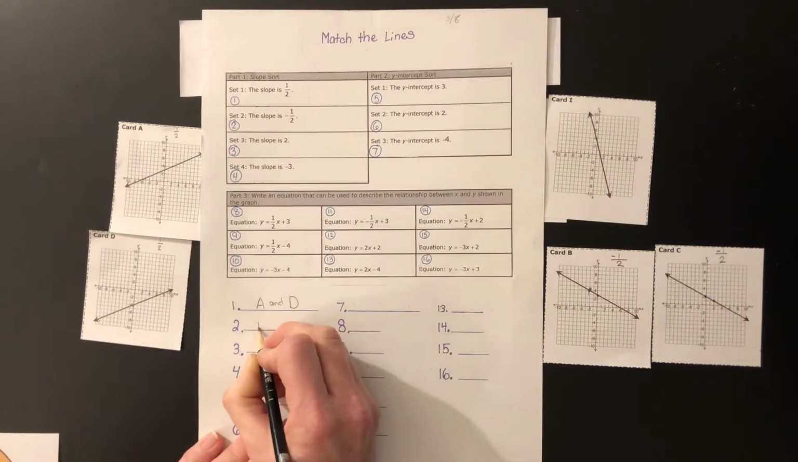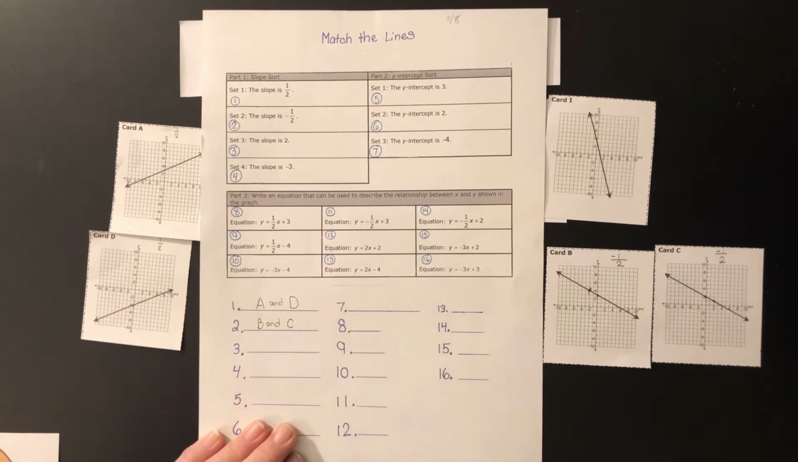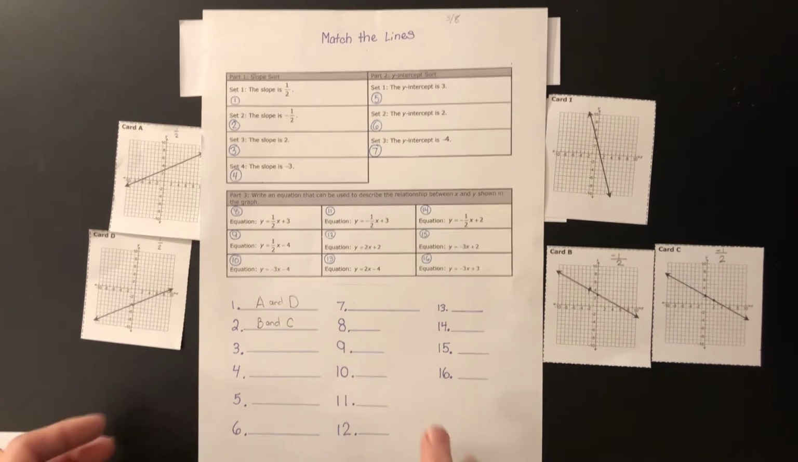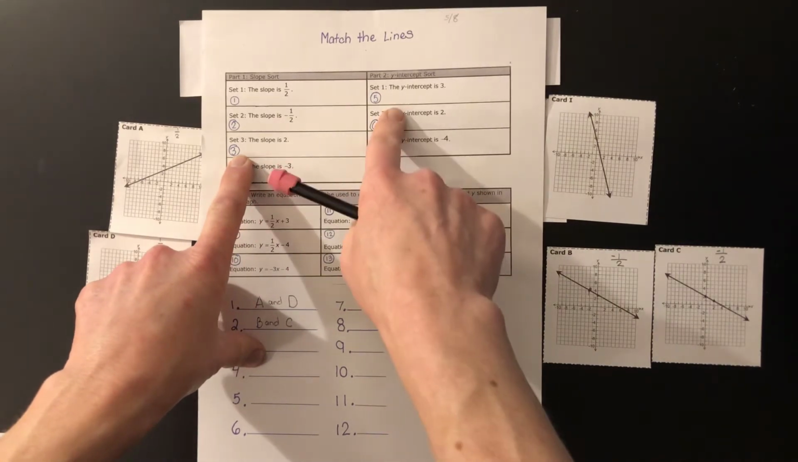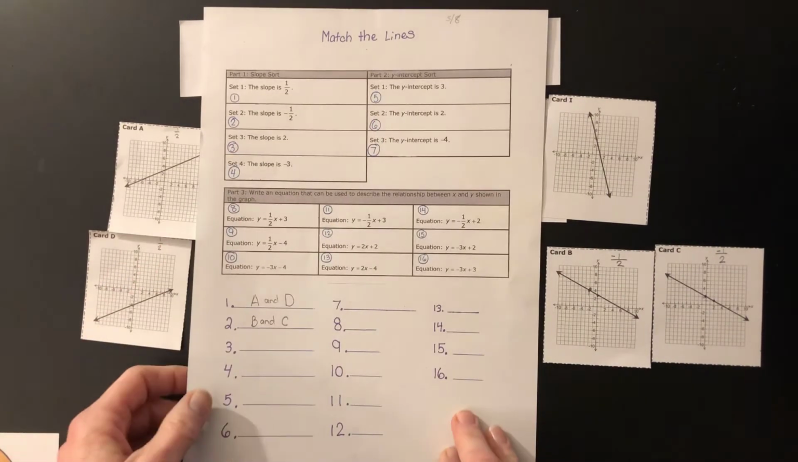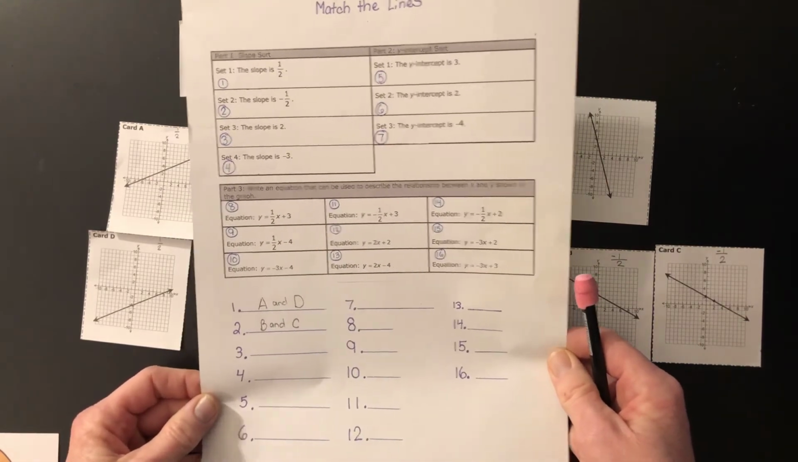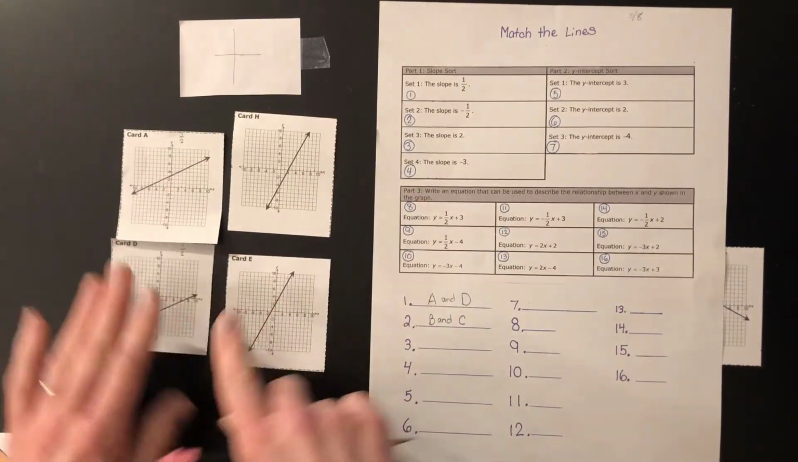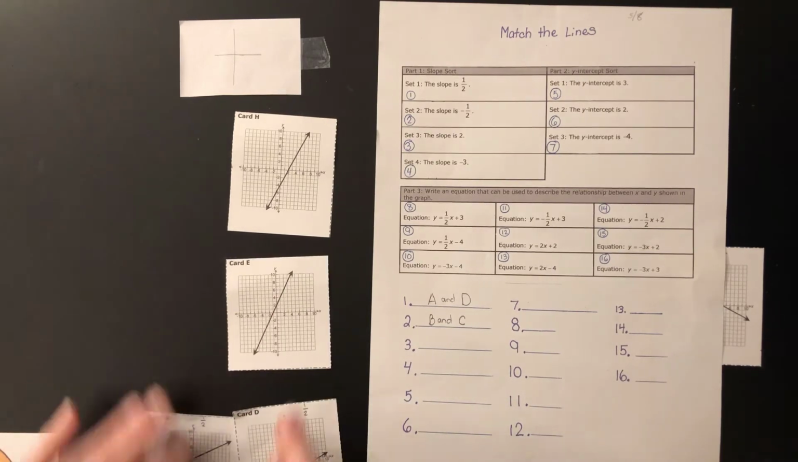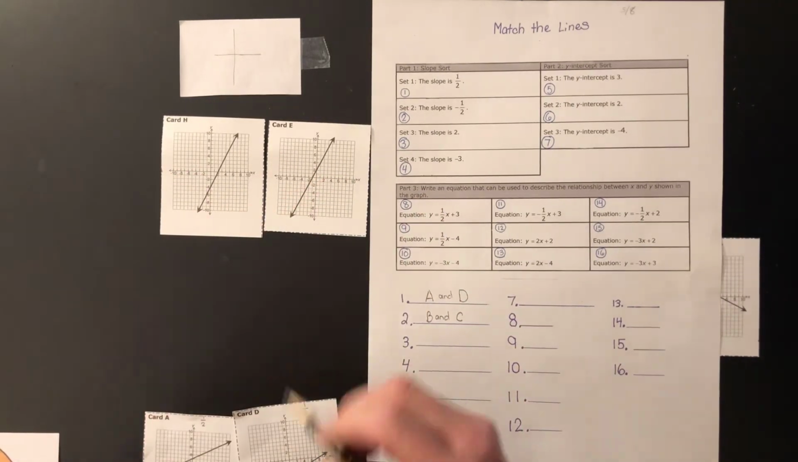So I will write B and C. We'll do one more. We'll do number 3, and then we'll do number 5. Number 3, the slope is 2. So that puts me back with these. I've already determined that the slope of these 2 is 1/2. So it's going to be one of these 2. That's the slope of 2. One of them, or maybe both, they might be the same.